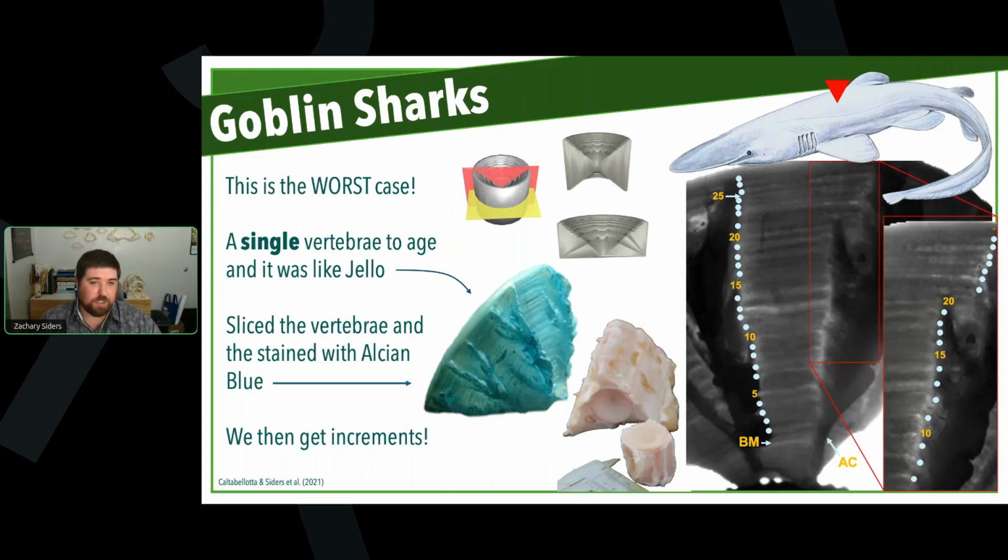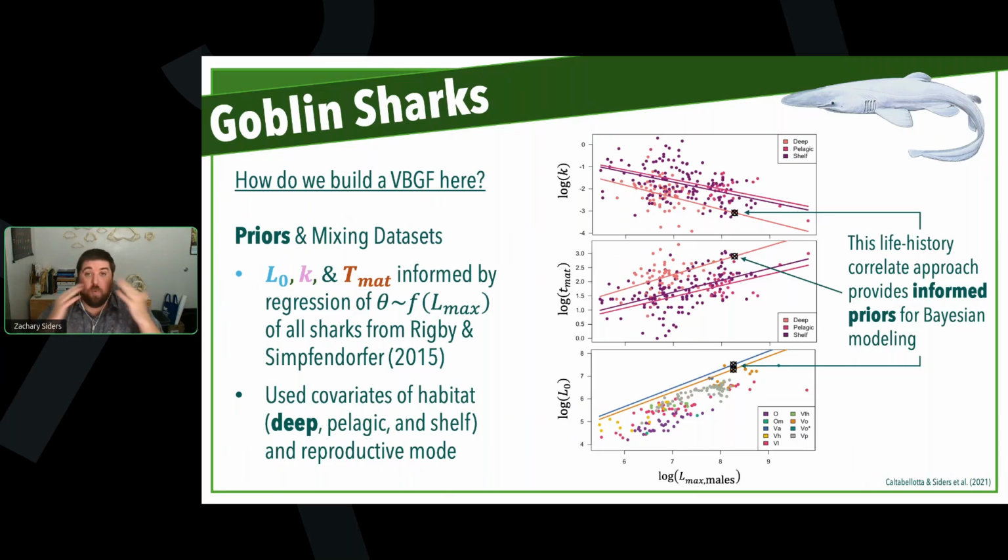This is a deep water shark. The vertebrae are basically like jello. Fabio had a light bulb moment to stain it with Alcian blue and was able to resolve some of those banding patterns. Then we were able to measure and make increments off of those, do increment analysis, and bring them into the model. But we have one shark, so we need to bring in a lot of information to help us inform what those parameter values might be for the Bertalanffy.